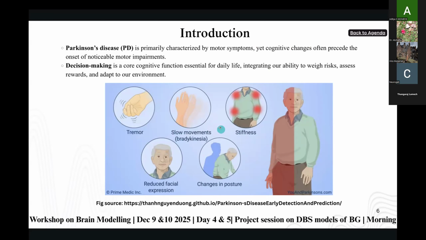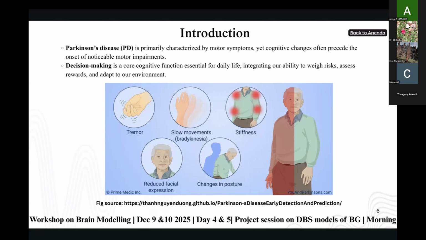Their stiffness is also pretty high, and their facial expressions are also low. And generally, when you go to clinics, Parkinson's is treated or characterized by motor symptoms, and people only try to treat these motor symptoms. But apart from motor symptoms, there are a lot of other cognitive symptoms which actually come way before motor symptoms actually show up.